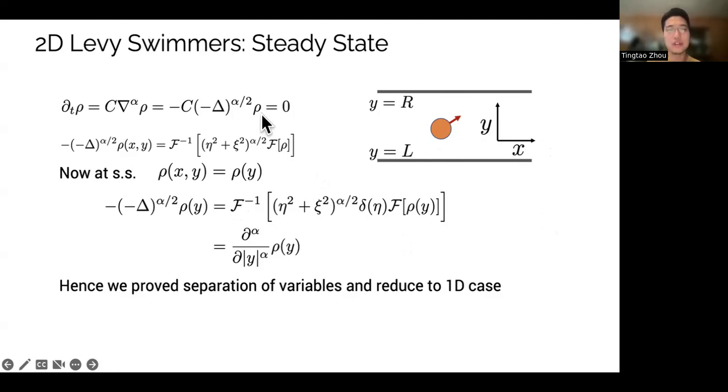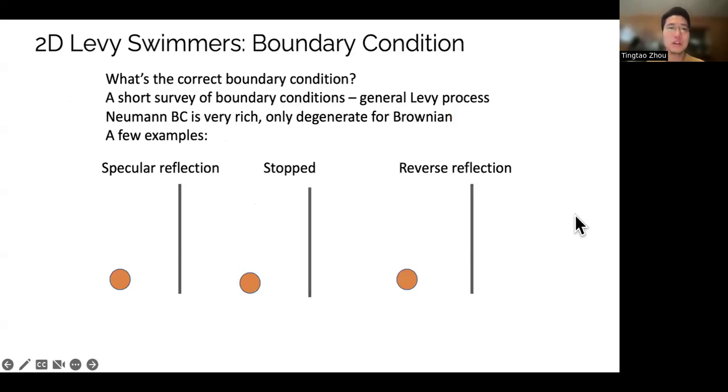Let's start with this fractional heat equation, and then we can go into the Fourier space, and in the Fourier space, now we can apply the restriction of the domain and then inverse Fourier transform back. And this time, we do see that we have a separation of variables and a 1D problem.